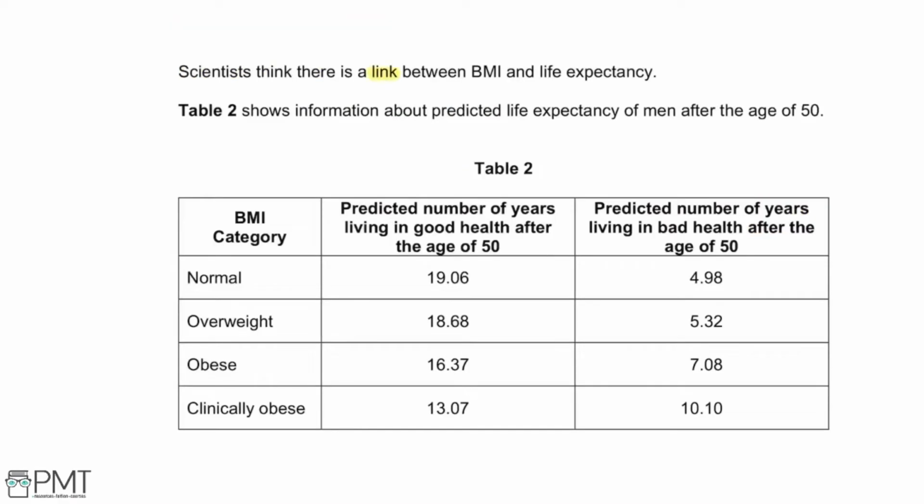Scientists think that there is a link between BMI and life expectancy. Table 2 shows information about predicted life expectancy of men after the age of 50. So below is Table 2, we have the BMI categories like what we saw in the graph. Then in the first column is the predicted number of years living in good health after 50, and the second column is the predicted number of years living in bad health after 50.